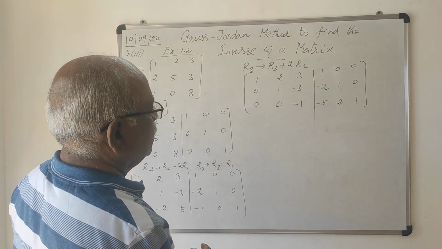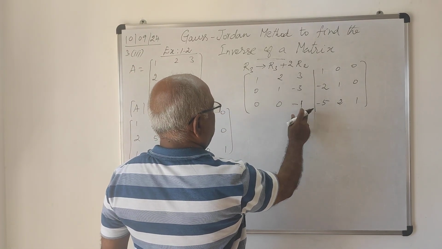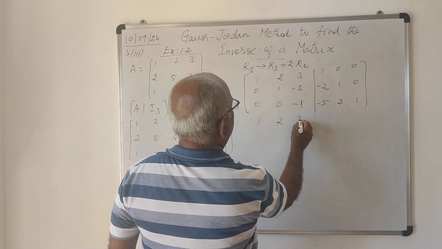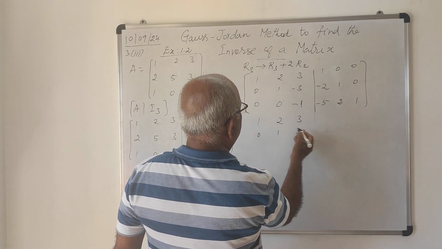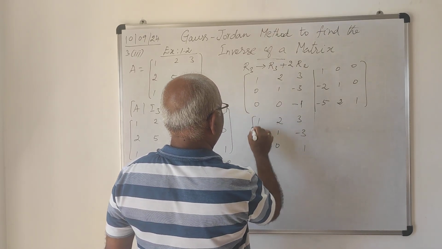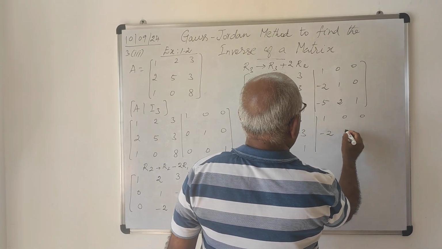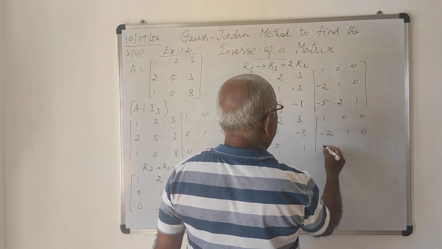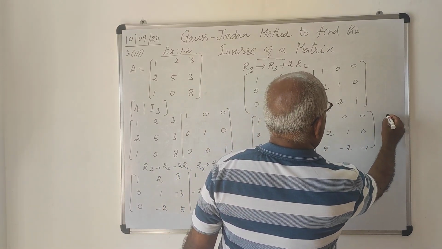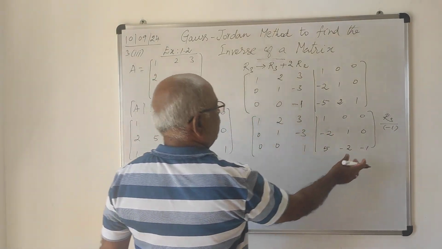Next, I divide R3 by minus 1. This becomes plus 1. That is 1, 2, 3, 0, 1, minus 3, divided by minus 1, 0, 0, 1. Here also, 1, 0, 0, minus 2, 1, 0, you divide R3 by minus 1, you get 5, minus 2, minus 1. I will get this step.